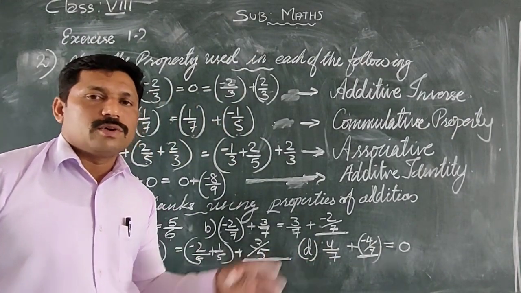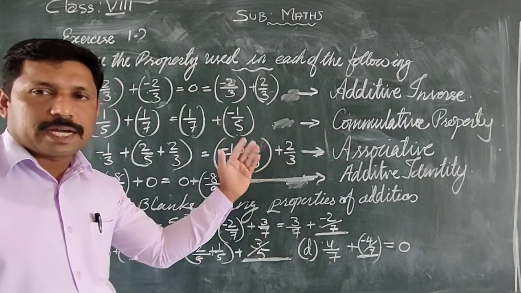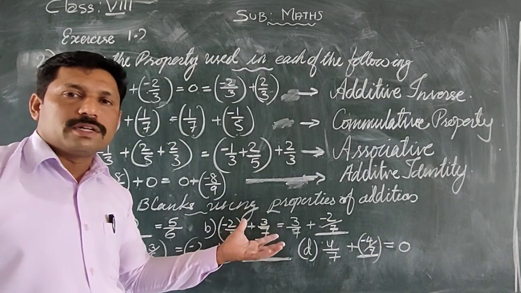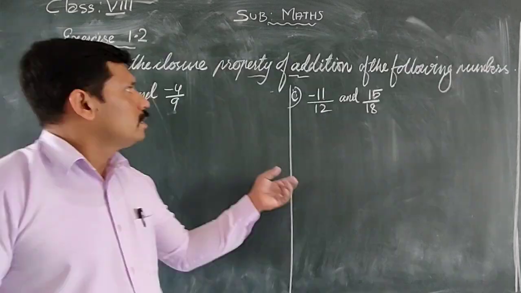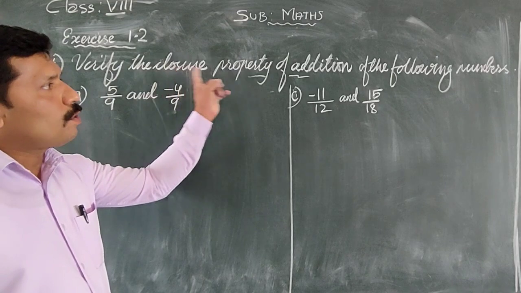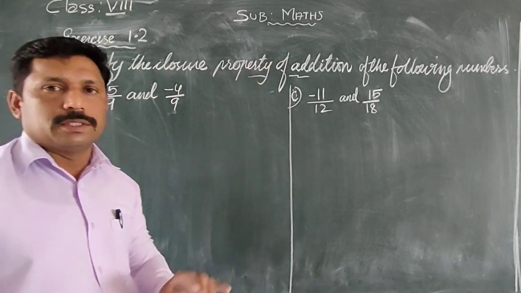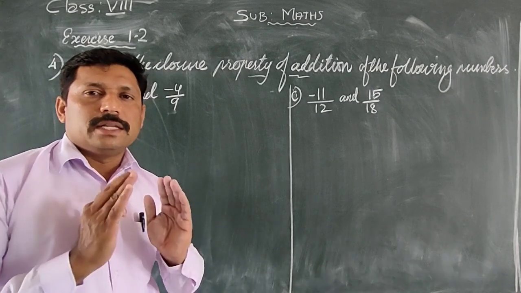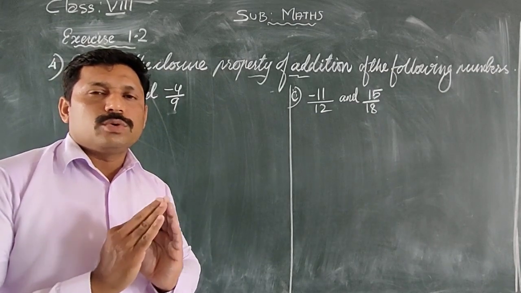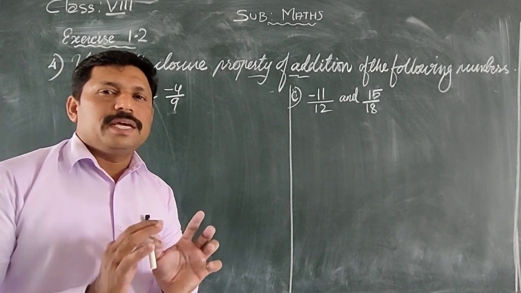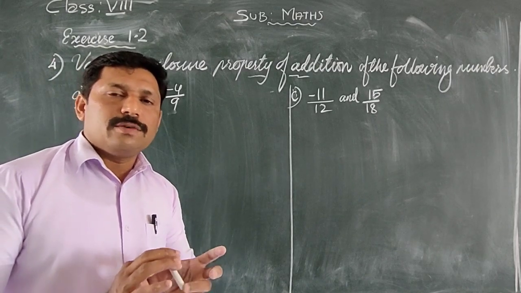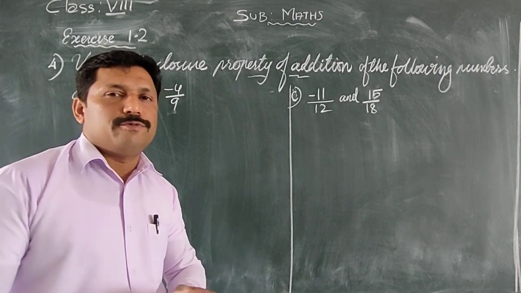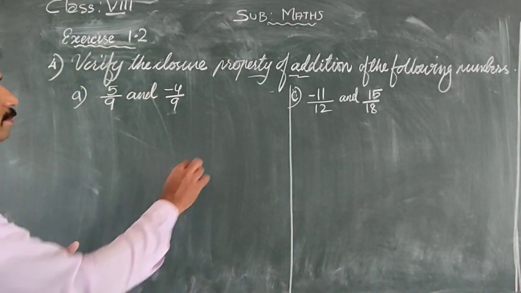So students, I think you understood these two questions, second and third questions. They are based on the properties which we have studied. The fourth question is: verify the closure property of addition of the following numbers. Closure property. Students, what do you mean by closure property? The sum of any two rational numbers will always be a rational number. That we have to verify. Here, two questions we will solve.